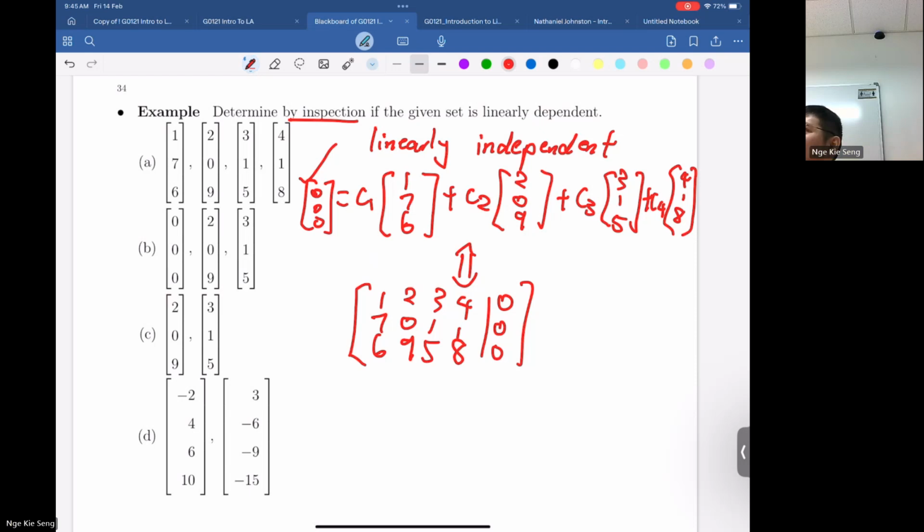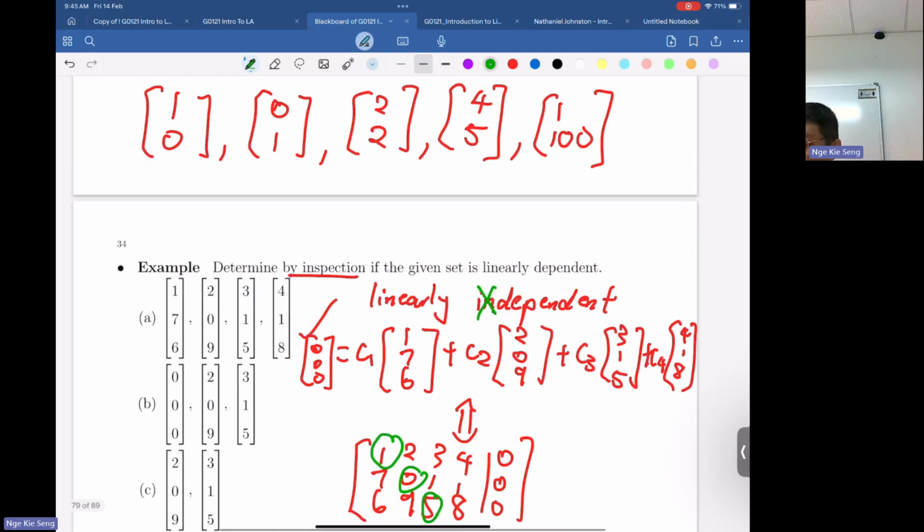Sure. But if you row reduce this, at most, how many pivots will you get? 3. Okay, so you have a free variable here. Free variable means your C4 can be any number, so it's not just the 0 solution. So meaning what? Actually, this is linearly dependent.